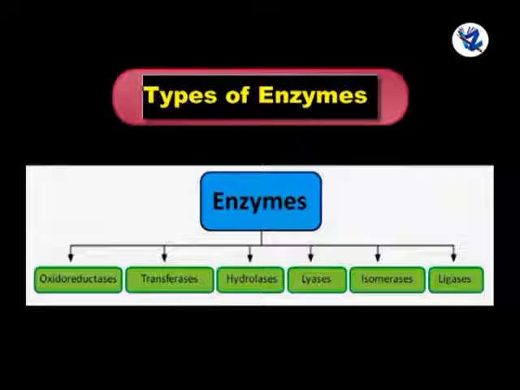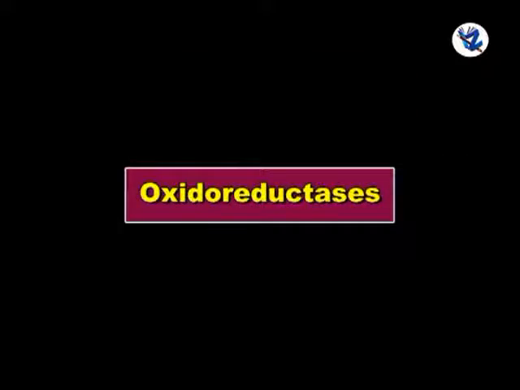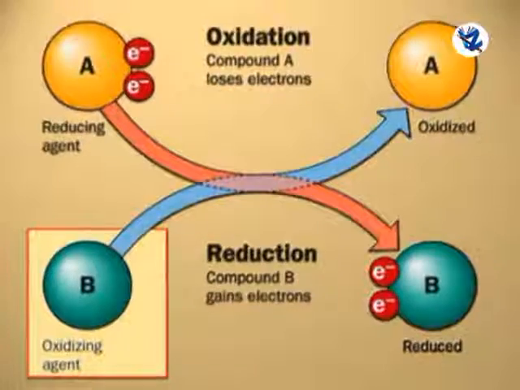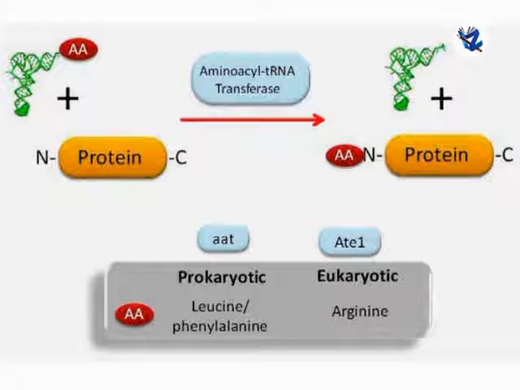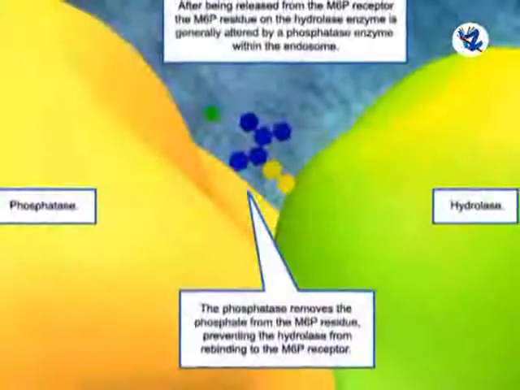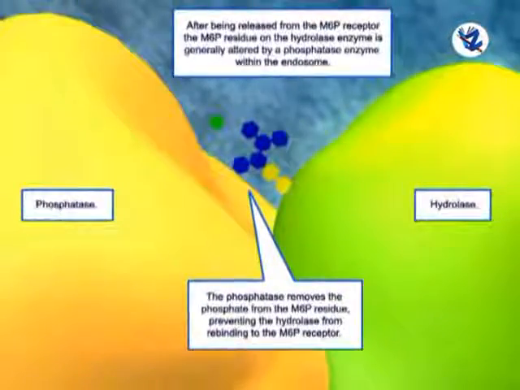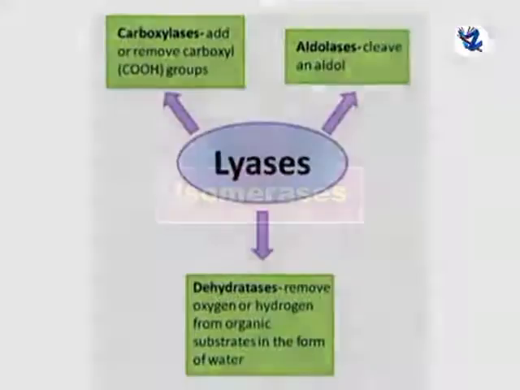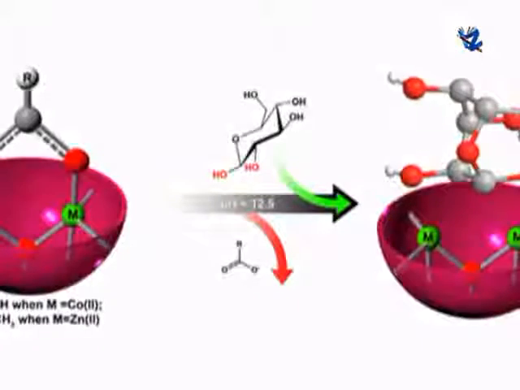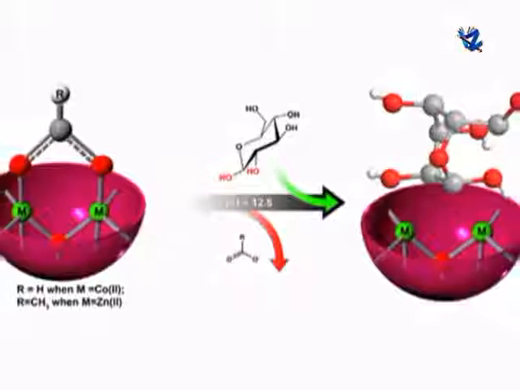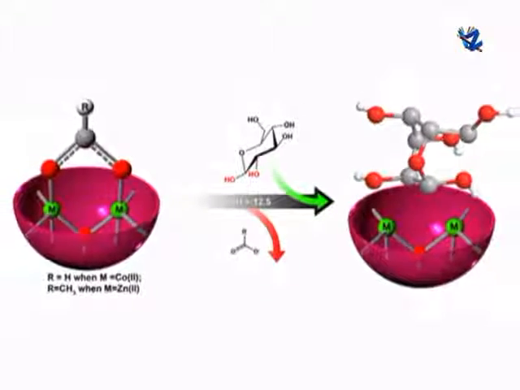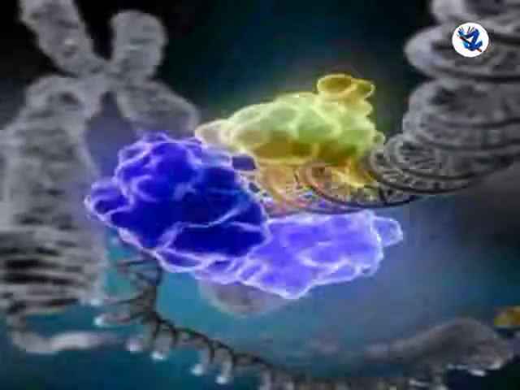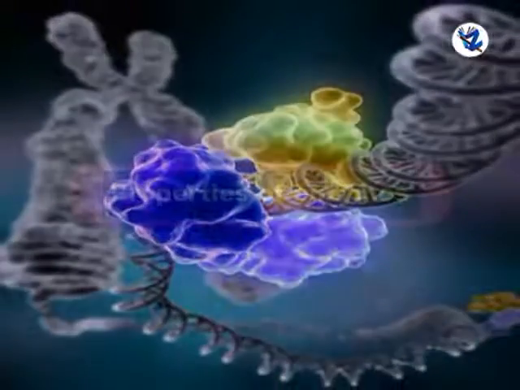Now types of enzymes. 1. Oxidoreductases. These catalyze oxidation reduction. Then transferases. These help in transfer of chemical group between a pair of substrate. Then hydrolases. These catalyze the hydrolysis of ester, ether, etc. Then lyases. These catalyze non-hydrolytic cleavages. Then isomerases. It catalyzes interconversions of geometric, optical and positional isomers. Then ligases. It helps in joining the two molecules.